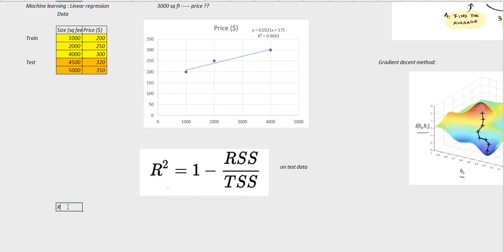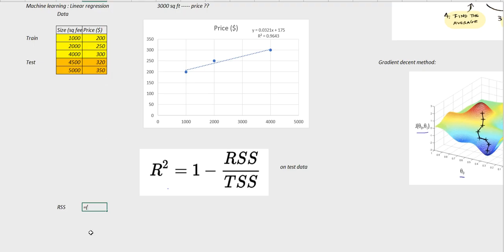Before that we need to calculate the RSS. What is the RSS? It means residual sum of squares. So can you calculate the RSS quickly? Can you calculate the RSS for this test data? What is the RSS, the residual sum of squares?